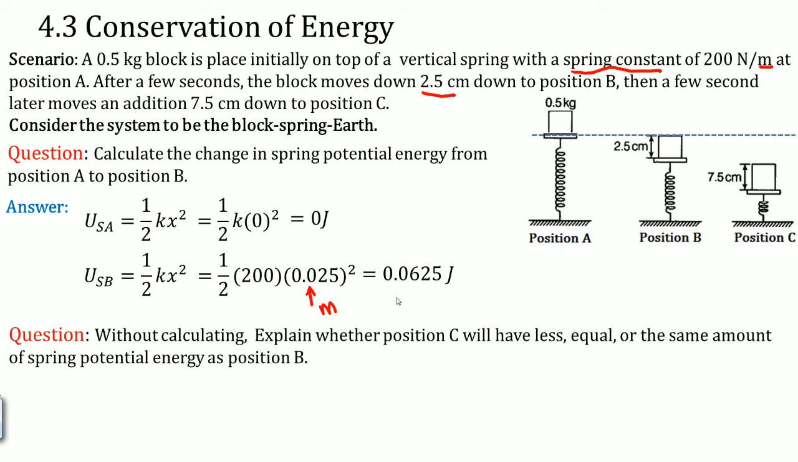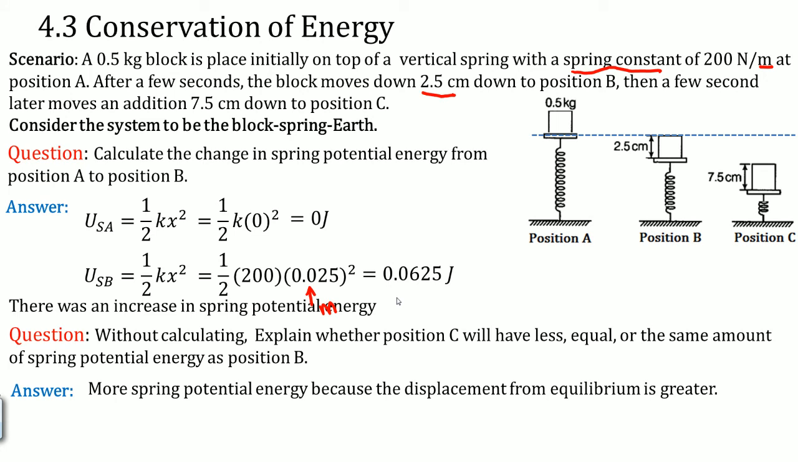Next question. Without calculating, explain whether point C will have less, equal, or the same amount of spring potential energy as position B. The spring potential energy is defined by the compression distance. Notice from position B to position C, there was more distance being displaced from equilibrium. So it will actually have more potential energy because the displacement from equilibrium is greater.